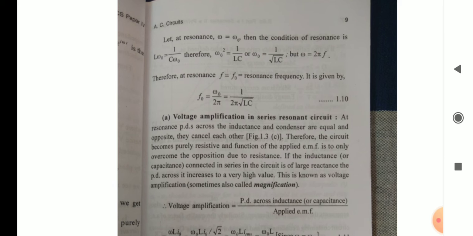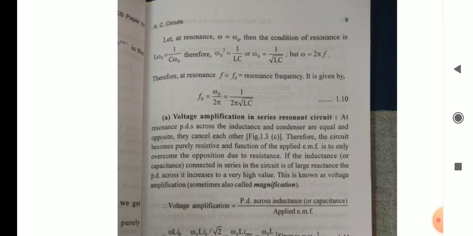At resonance omega is equal to omega 0, then the condition of resonance is L omega 0 is equal to 1 by C omega 0. Therefore omega 0 is equal to 1 by the square root of LC. Then the resonance frequency f is equal to f0. The resonance frequency is given by f0 is equal to omega 0 divided by 2 pi, which is equal to 1 divided by 2 pi square root of LC.